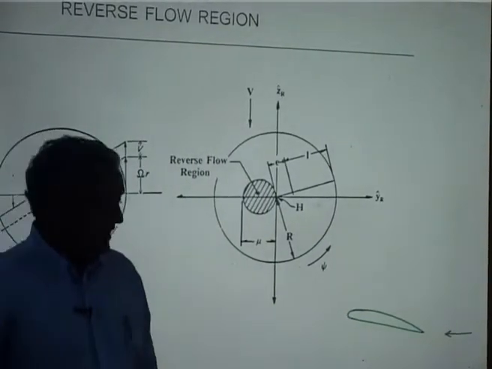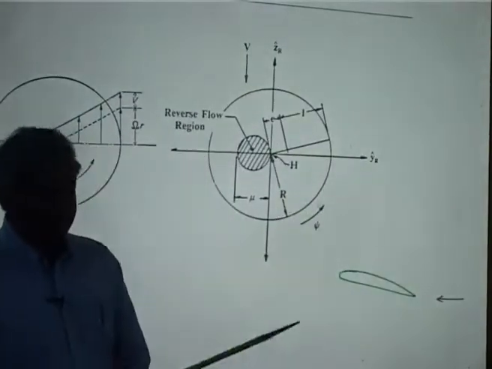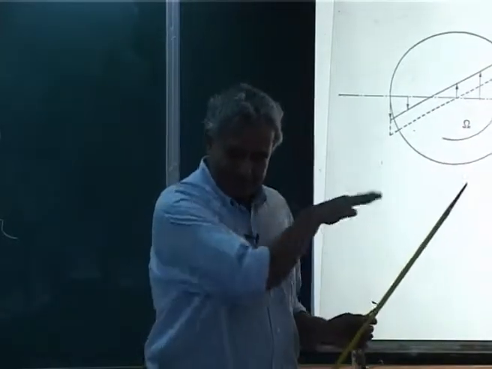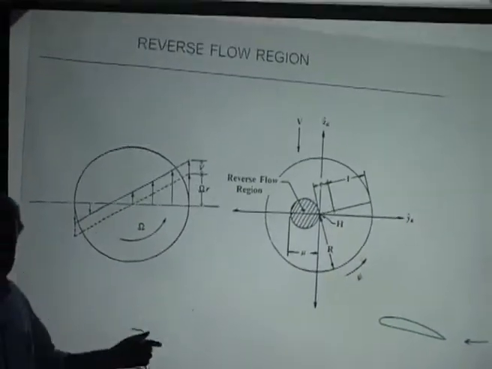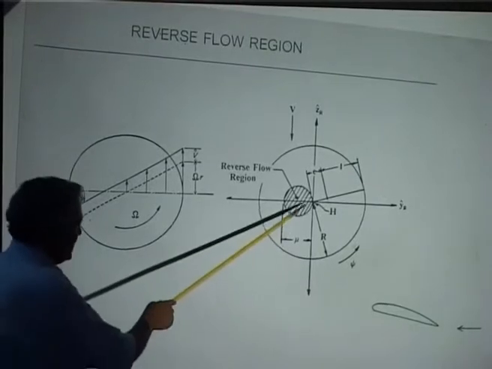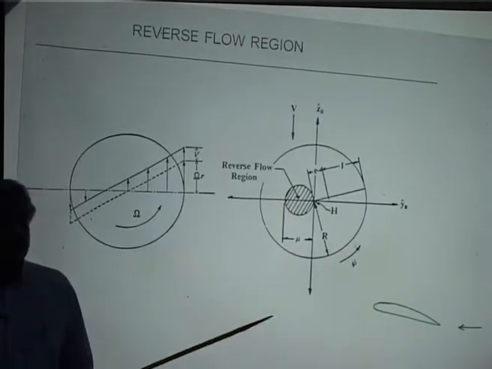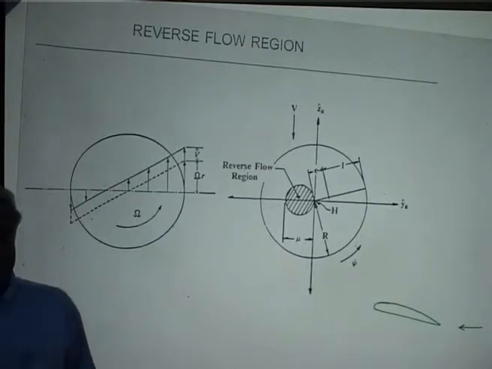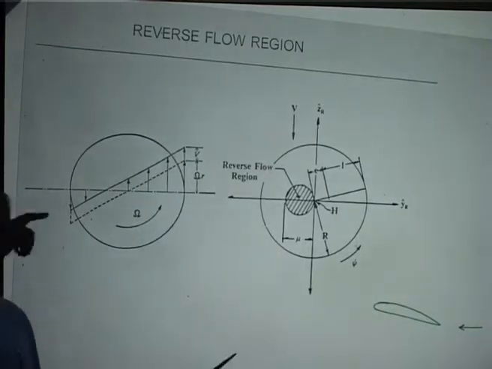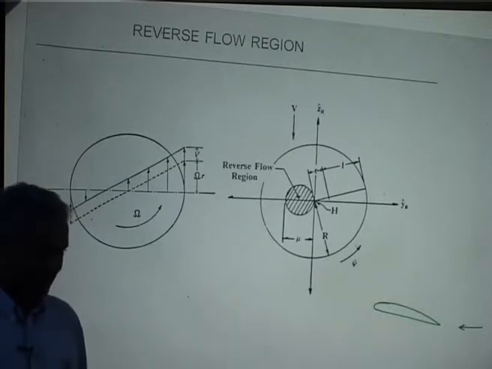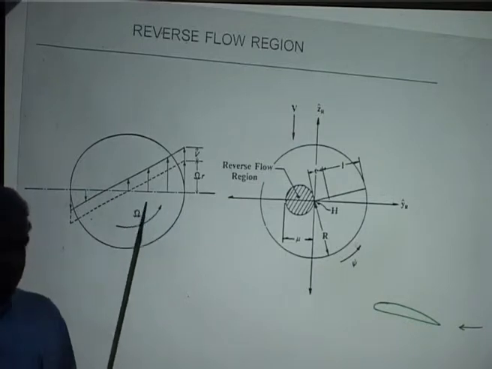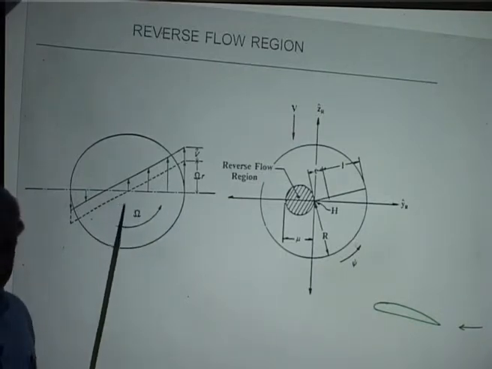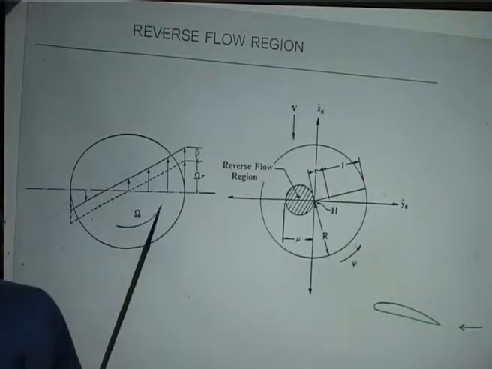Okay. And this happens in a region, and that region depends on what speed you are flying. We will derive that in the course later, how to get this. It's a very simple geometry, there is nothing more. And this region is called the reverse flow region. That means the flow is coming from the trailing edge to the leading edge. Whereas in aircraft, there is nothing like flow from the trailing edge to the leading edge. Always it is from leading edge to trailing edge.